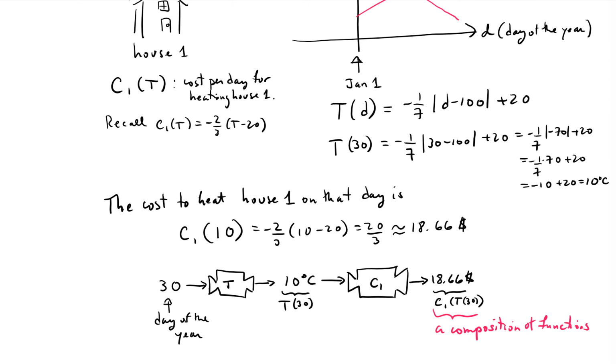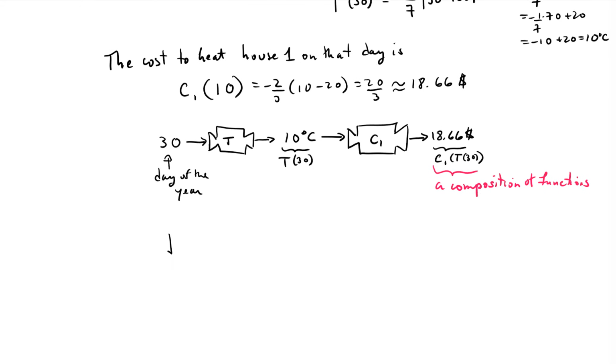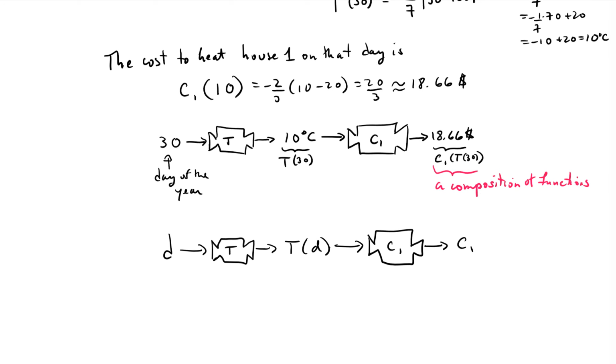So here I have two, but like I said, you could have more. In general, what has happened here is we can feed a d into function t. What comes out of it is t of d. And then we can send that into c1, and what comes out of it is c of t of d. So this is the cost to heat the house on a given day of the year.